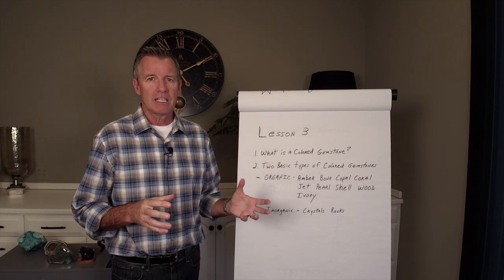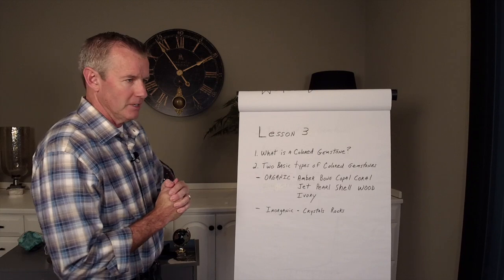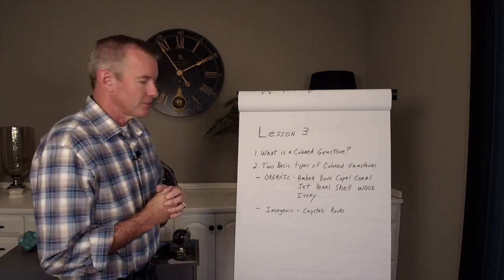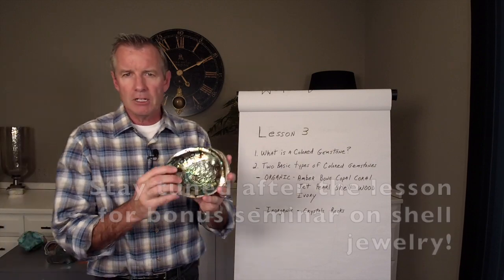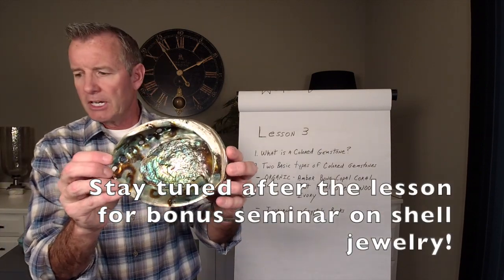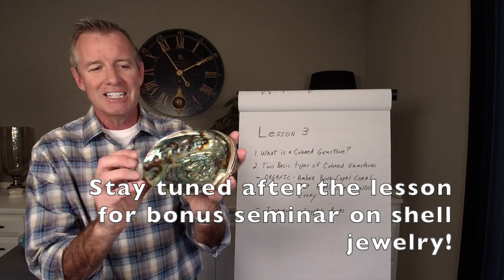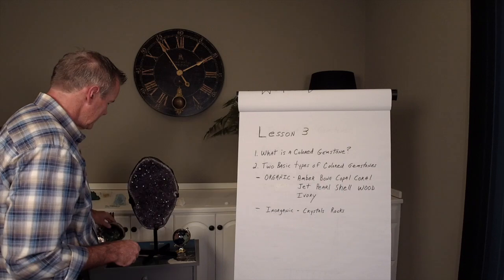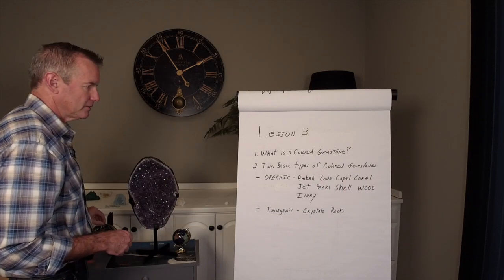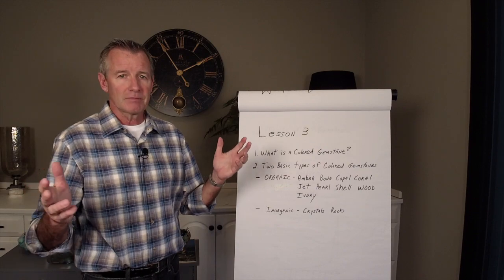Lesson 3 is where we really get into the nuts and bolts of what a colored gemstone is, and what's the difference between organic and inorganic, and just a whole bunch of fun stuff. And stick around towards the end of this class as well. I like to have a little discussion on a gemstone. I'll talk a little bit about one of my favorites, inorganic gemstones, and of course you'll know what that means after this class. This is abalone shell, so stick around for a little discussion on that at the end of this lesson.